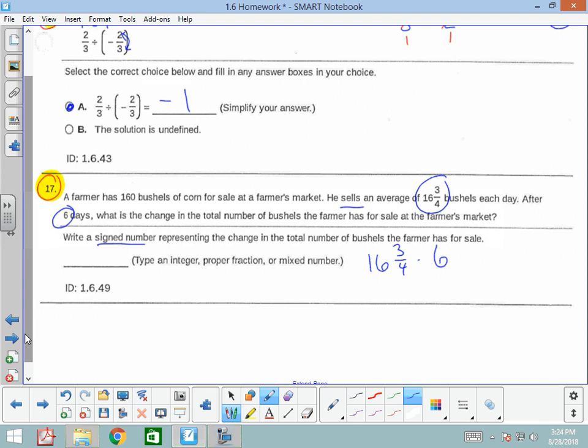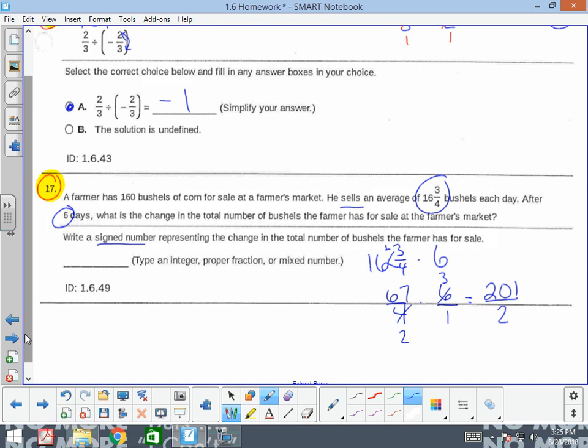So I'm going to make 16 3/4 into a mixed number. Some people in the middle school call this Eagle Beak. 4 times 16 plus 3 is 67 over 4 times 6 over 1. Let's see, the 4 and the 6 will both divide by 2. 67 times 3 is 201. Oh, wait, 1 times 2 is 2.